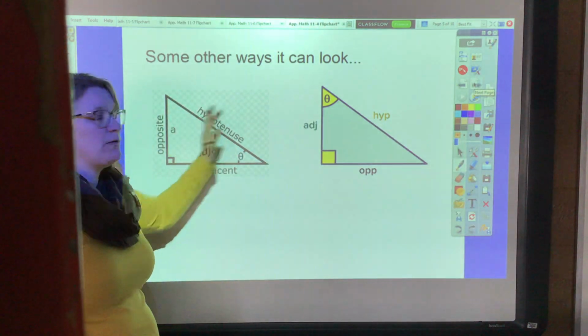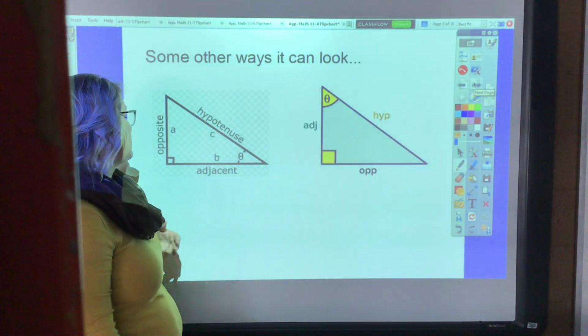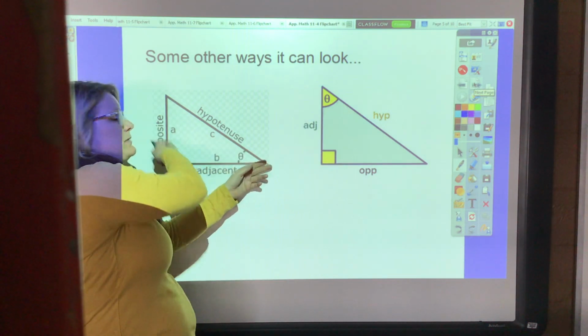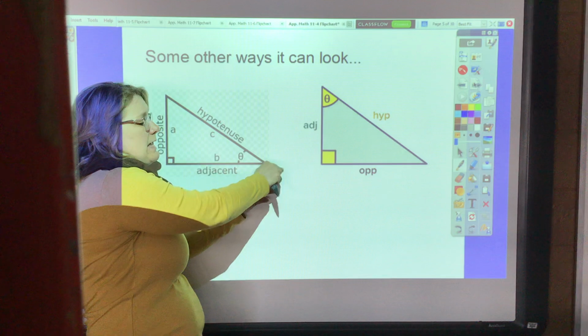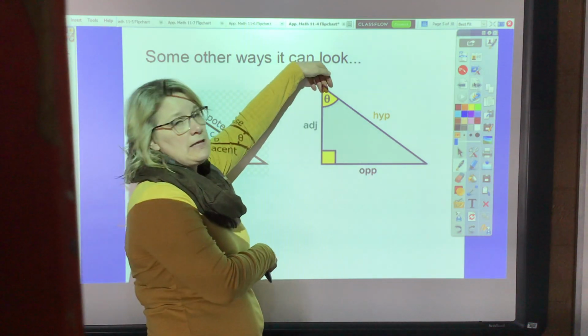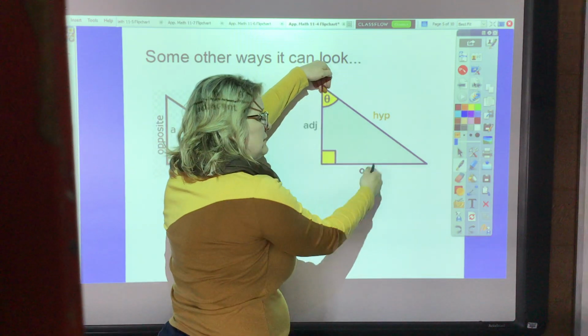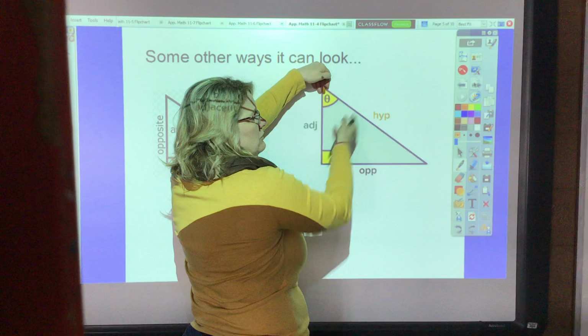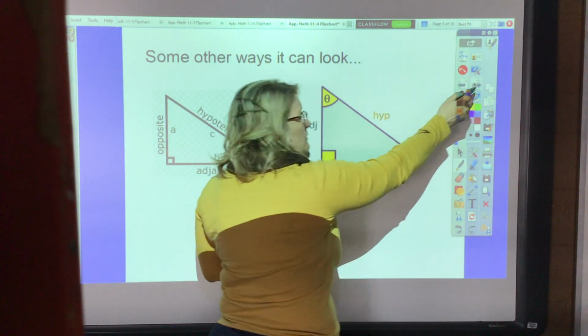Here are some different orientations of that same triangle, the right triangle. Here I'm looking from this direction. This is my opposite side. This is touching my angle, so it's my adjacent side. This has to be my hypotenuse. Here I'm looking down. So looking down, now this is my opposite side. This is my adjacent side. This is across from the right angle, so it's my hypotenuse.